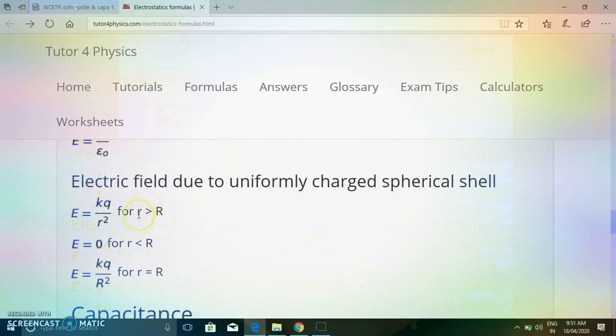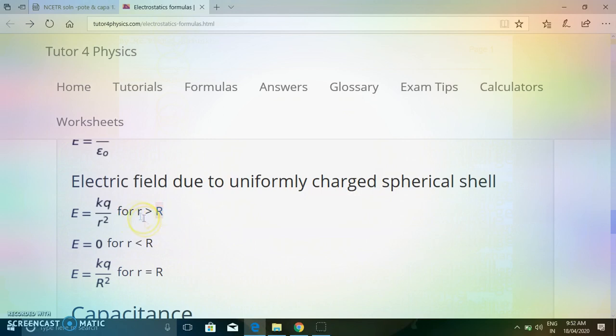Then the electric field due to the third application of Gauss theorem, the electric field due to a uniformly charged spherical shell. For that purpose we have seen three types of applications. Here r is the distance of that point where the electric field is to be determined from the center of this spherical shell, and capital R is the radius of the spherical shell. So this r is the distance of that point from the center, and R is the radius of the spherical shell.